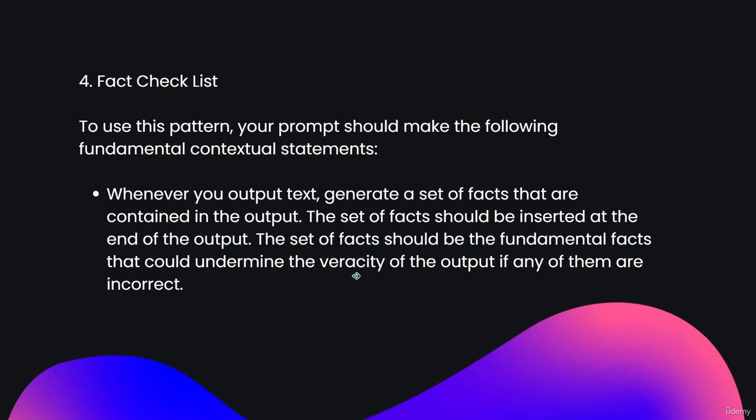Why we are using this fact checklist prompt pattern is to verify whether the output is correct or incorrect. We don't rely 100% on the AI's output. It will make mistakes, even if it has some inaccurate data present in the output. So as a prompt engineer, we have to check whether the output contains correct or incorrect information. How can we do that? By using this prompt pattern. Whenever you output text, generate a set of facts that are contained in the output. The facts are related to the output generated by AI.